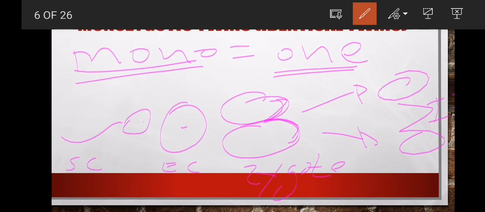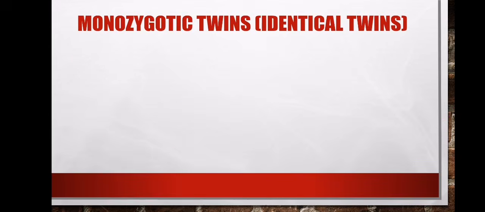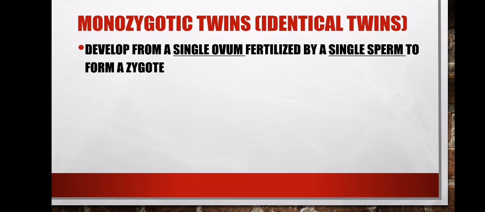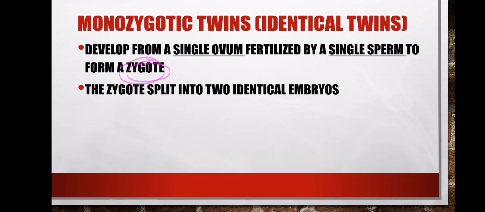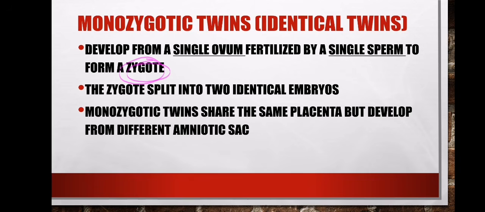Simple. Let's try to look at it, good people. We say the monozygotic twins develop from a single ovum fertilized by a single sperm cell to form what? To form a zygote. Then what will happen, good people, is that the zygote splits into two identical embryos. Monozygotic twins share the same placenta but develop in different amniotic sacs.